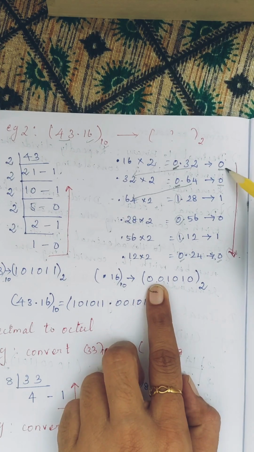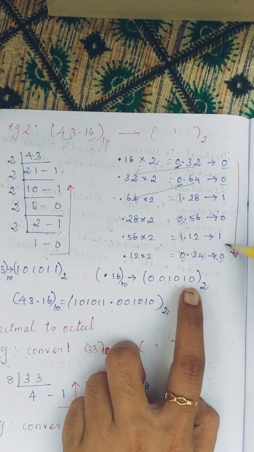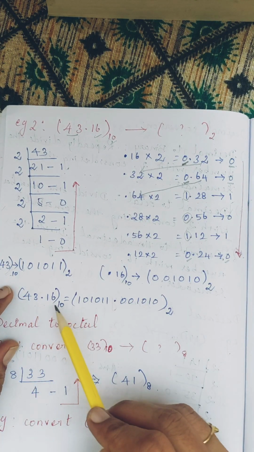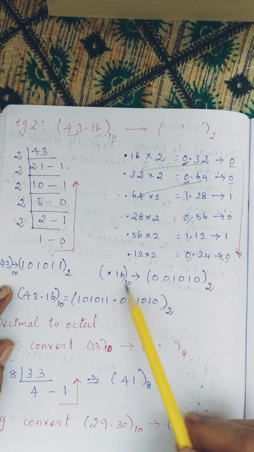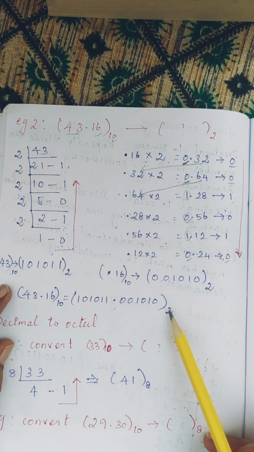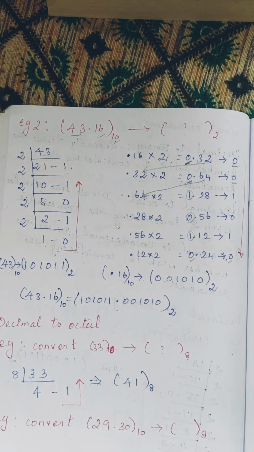So what is the number? 0 0 1 0 1 0. Okay, so what is our final number? 43.16. For the 43, the number is 101011. For 0.16, the number is 001010 to the base 2. Okay, this is how you have to convert a fraction number.